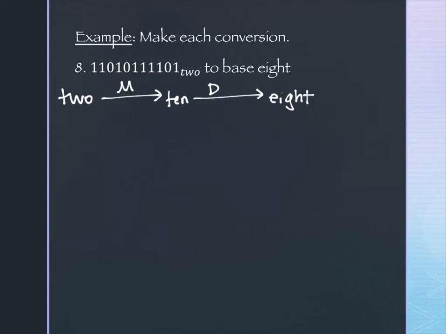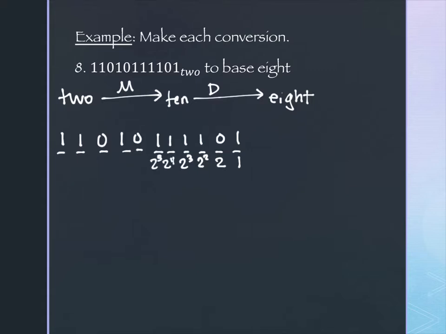So, oh my goodness, there's a very long one. So I've got 1, 1, 0, 1, 0, 1, 1, 1, 1, 0, 1. And let's see if we can figure out what the powers are doing here. Okay, so this is the ones place, 2. This is 2 squared, 2 cubed, 2 to the 4th, 2 to the 5th, 2 to the 6th, 2 to the 7, 2 to the 8, 2 to the 9, and 2 to the 10. So I think it's going all the way out to 2 to the 10.